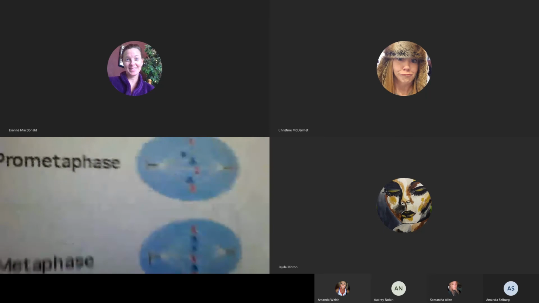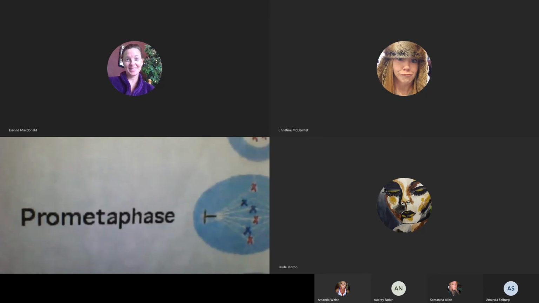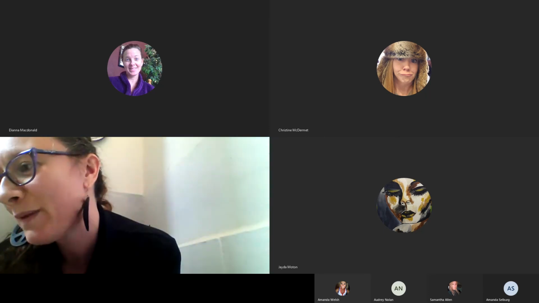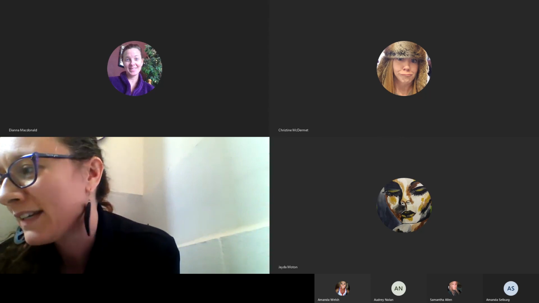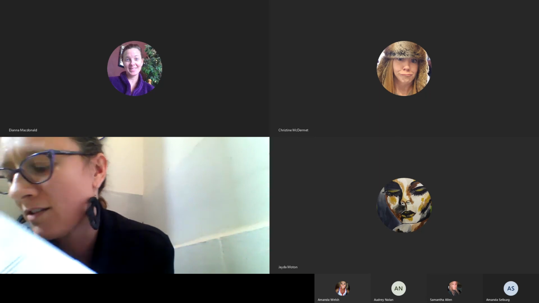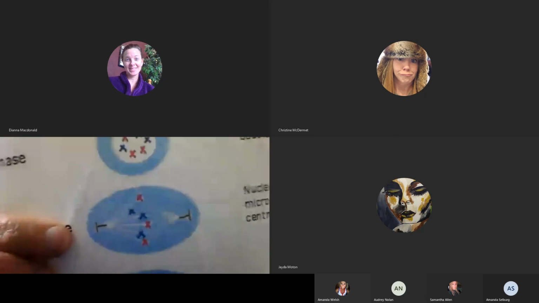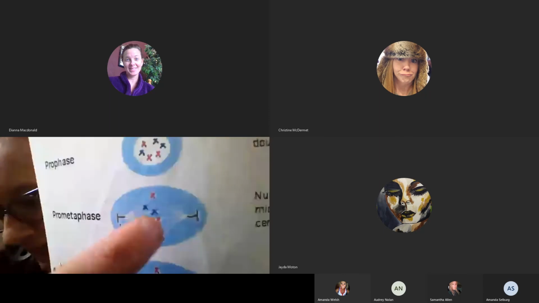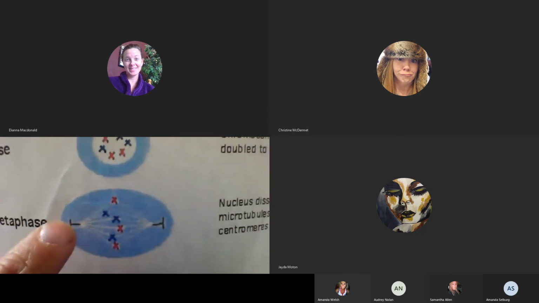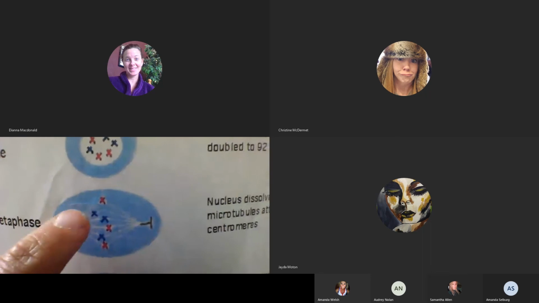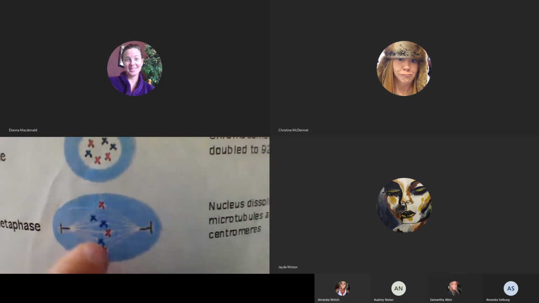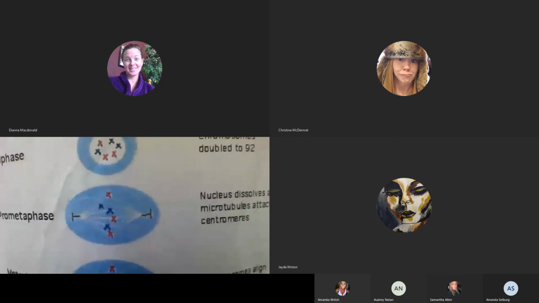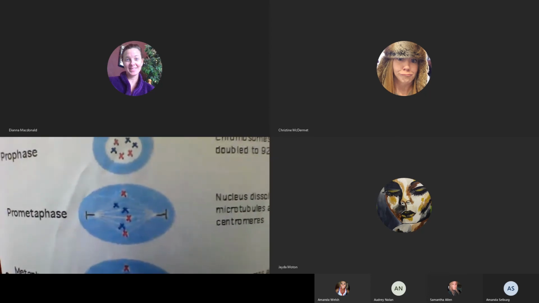And then in the next phase, prometaphase is like another way of dividing it up even further, which is when that nucleus dissolves, and then microtubules attach to centromeres. So there's centromeres on the side which help facilitate this separation that's going to happen. So these spindle fibers start to form where that nucleus disappeared, the lining of it, and so these can attach, and this is going to start helping metaphase happen.